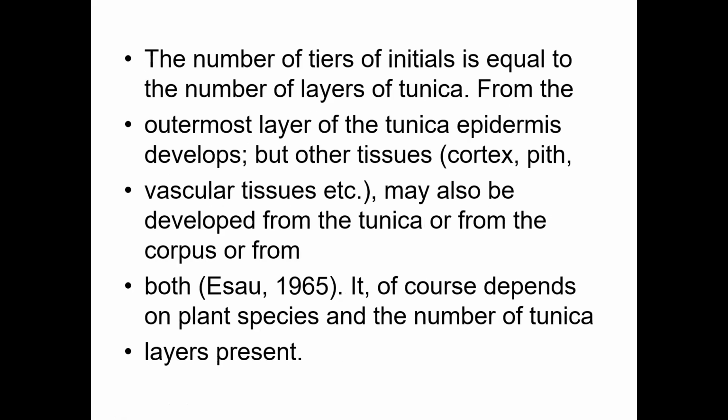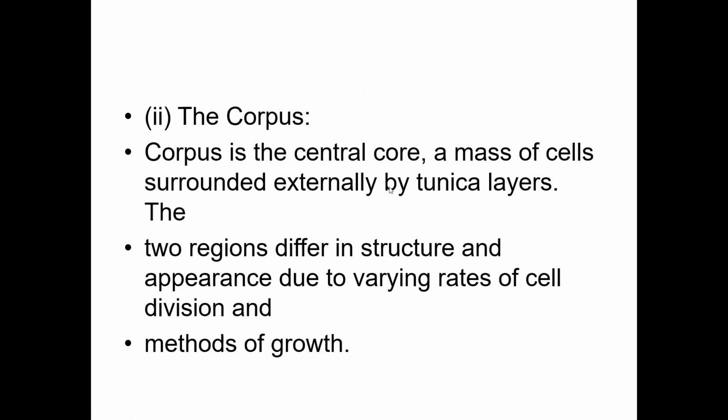Mainly from the tunica, the epidermis and outer cortex are developed. Sometimes, according to some scientists' observations, cortex, pith and vascular bundles may also develop from it, but this depends on the plant species and the number of tunica layers. Generally from the tunica, the epidermis and outer cortex are produced. The corpus is the central core, a mass of cells surrounded externally by the tunica layers, and the two regions differ in structure and appearance due to varying rates of cell division and methods of growth.